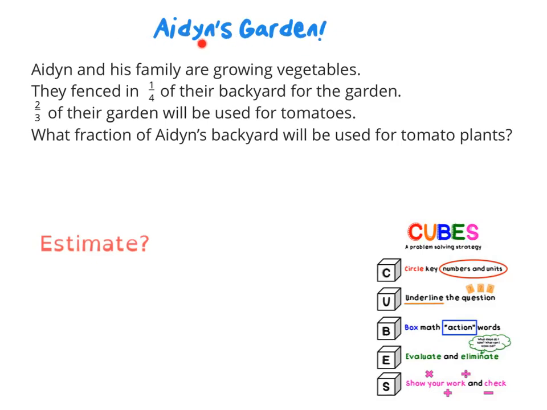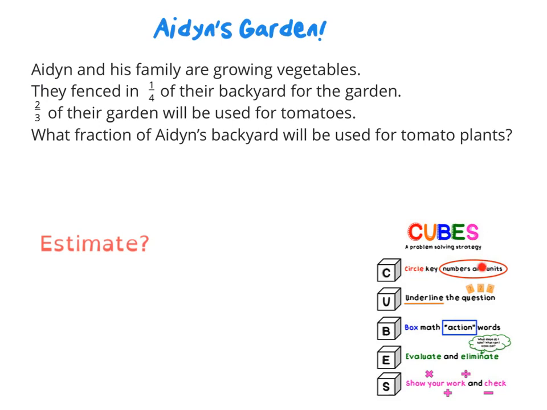Welcome to Aiden's garden. Aiden and his family are growing vegetables. They fenced in a fourth of their backyard for their garden. 2/3 of their garden will be used for tomatoes. What fraction of Aiden's backyard will be used for tomato plants?